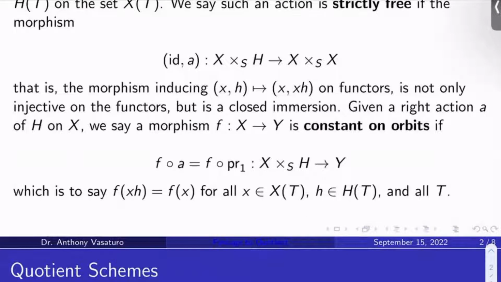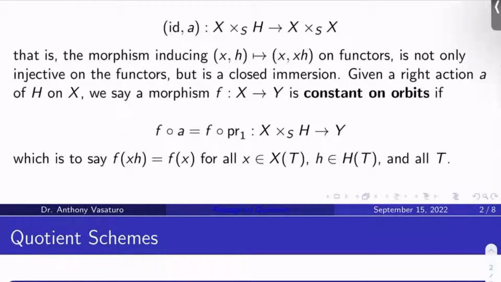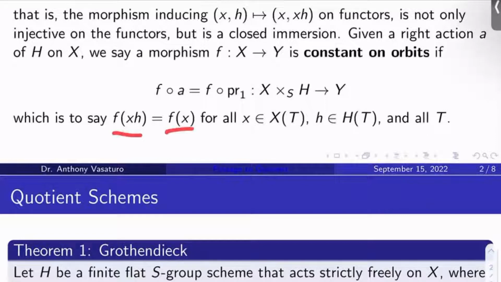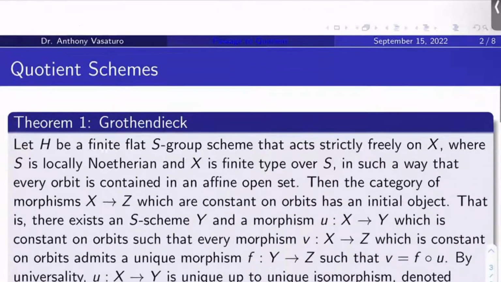right? So given a right action of H on X, we'll say that a morphism F from X to Y is constant on orbits if F compose A is F compose the first projection. And both of these are maps from X cross H over S to Y. What's another way of saying this? Why does this mean constant on orbits? Well, if you write all this out, what you see is it means that f of xh equals f of x for all x in X of T, for all h in H of T, and for all T. And so here, you're constant on orbits, right? The image of x and xh are the same under f, no matter what xh in T you pick. Okay, so these are sort of scheme theoretic extensions of definitions from algebra, basically.